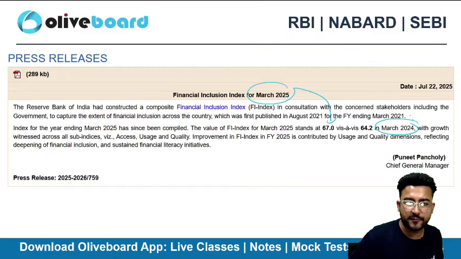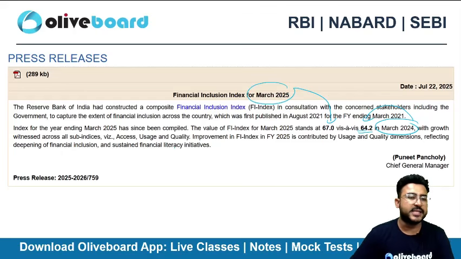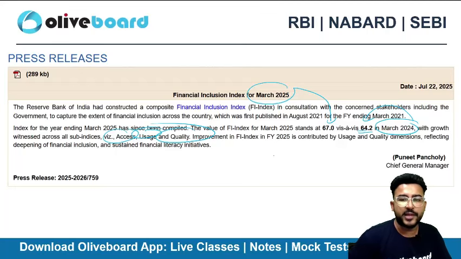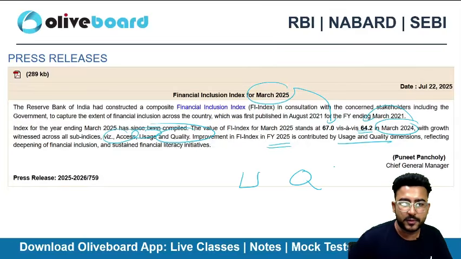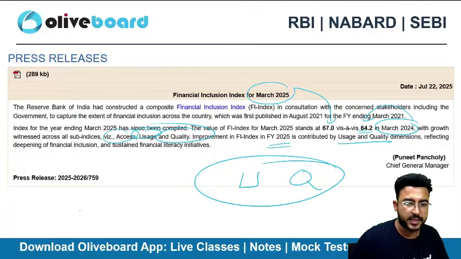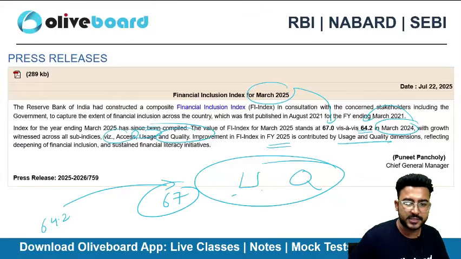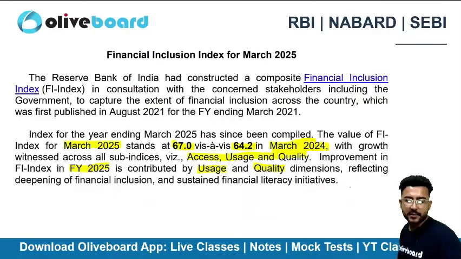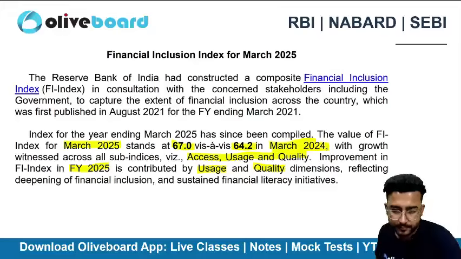The March 2024 data was 64.2, right? So there are basically different parameters here, like access, usage, quality. And in 2025, this is driven by usage and quality, right? Because there was an increase from 64.2 to 67. The driving reason was usage and quality, right? So that's the current data.